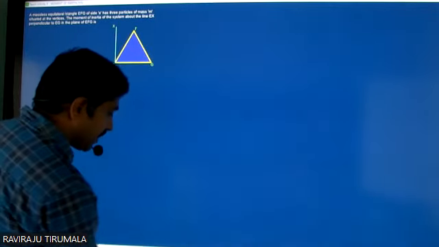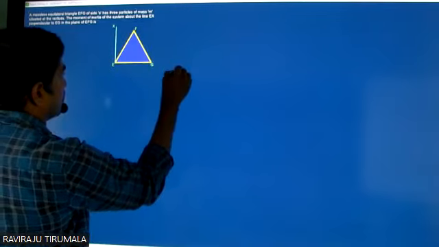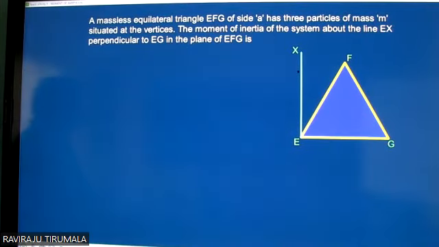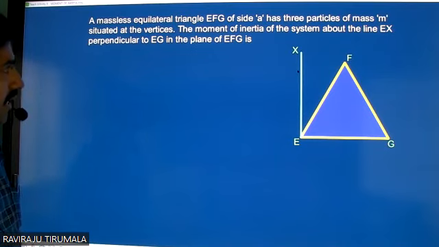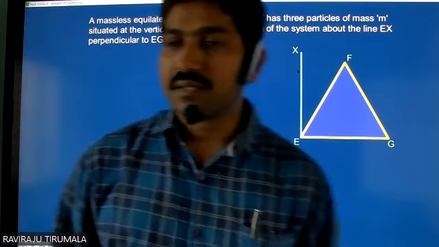These are all the questions given in previous JEE mains examinations only. All of you read the question now. A massless equilateral triangle. Triangle has no mass. A massless equilateral triangle EFG of side A has 3 particles of mass m situated at the vertices. The moment of inertia of the system about the line EX perpendicular to EZ in the plane of EFG is. Whatever the information given in the question was drawn in the diagram only.